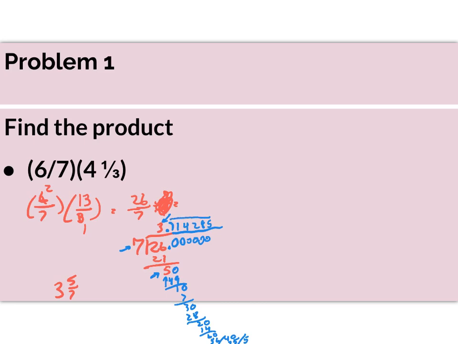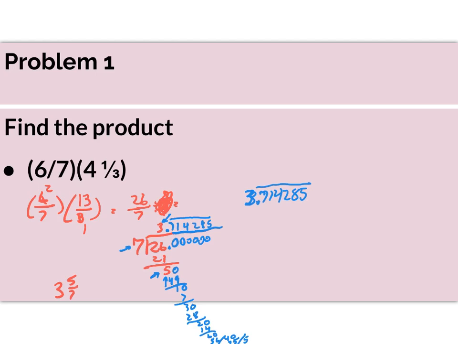So, as a decimal, you get a repeating number, and that stops at the 7. The 3 is not part of the repeating. It's just the decimal part that repeats.